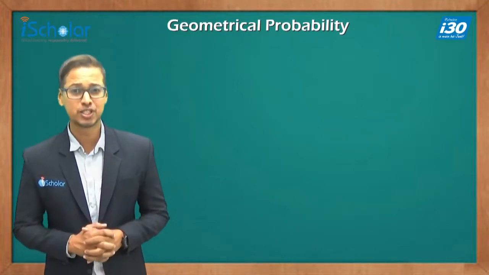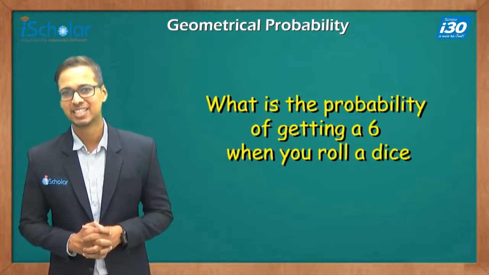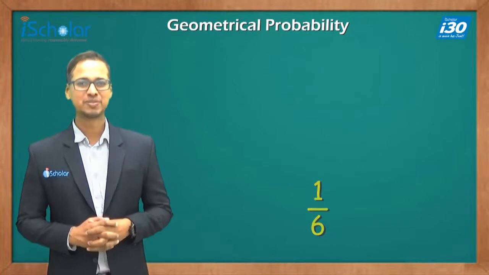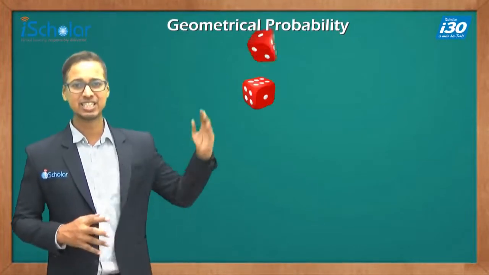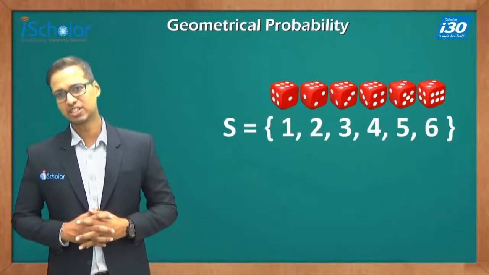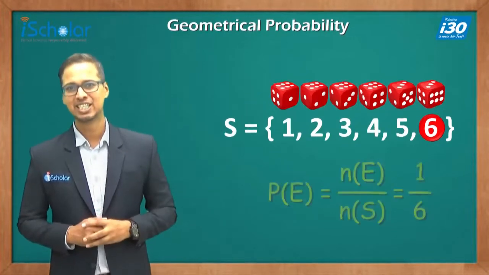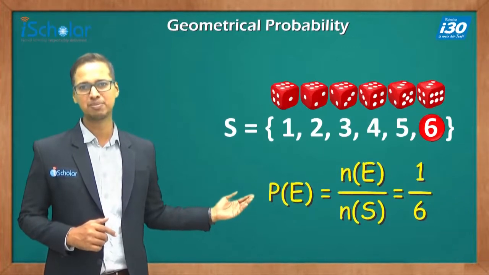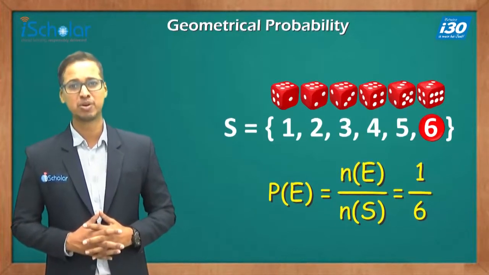Students, if I ask you this question, what is the probability of getting a 6 when you roll a die, it won't even take you a second to say 1 by 6. Because the total sample space when you roll a die is 1, 2, 3, 4, 5, 6, and out of that your favorable event is only 6, which is just one of the cases. So the number of favorable events divided by the total number of sample space becomes your probability of getting a 6, which is going to be 1 by 6.